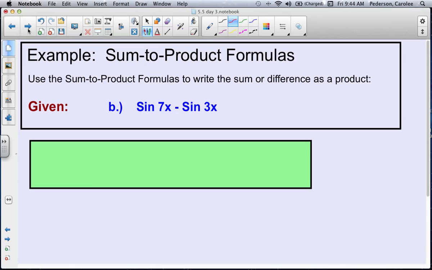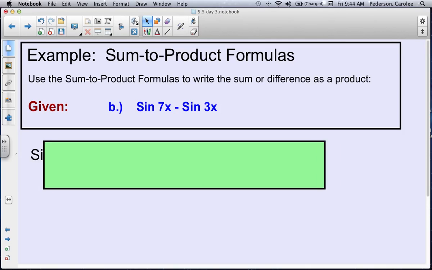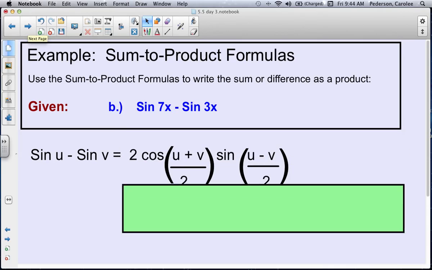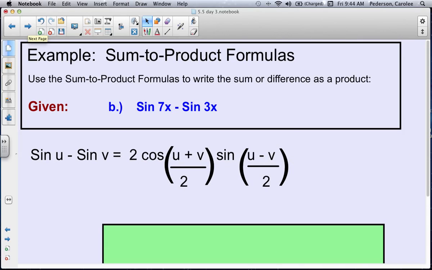Sine u minus sine v, yep. Sine u minus sine v equals 2 cosine of (u plus v) over 2, and then times sine of (u minus v) over 2. So what's our u now? What's the u? 7x, yep. So we're going to substitute it into here, and here.